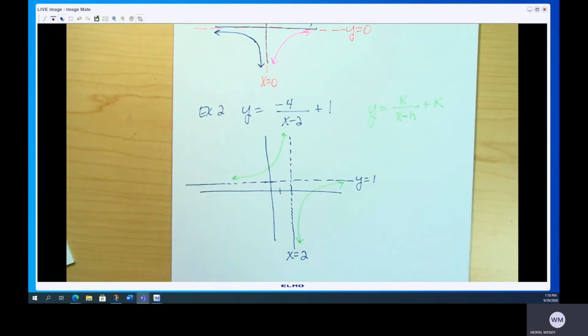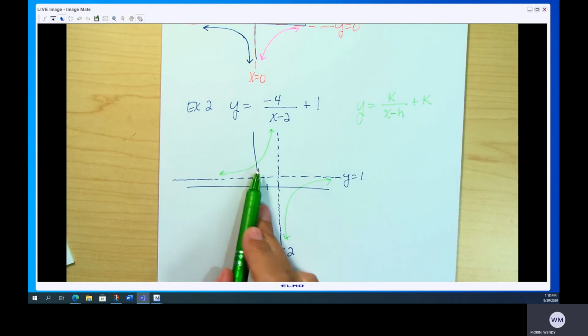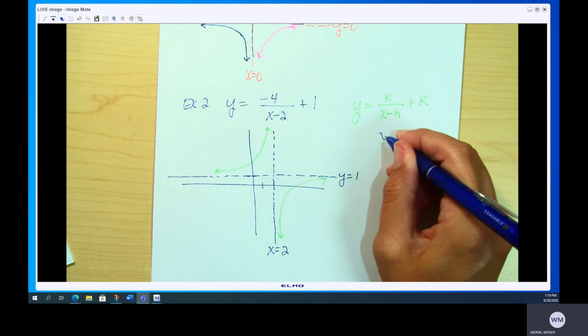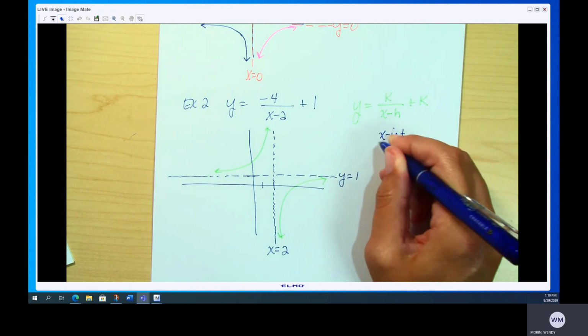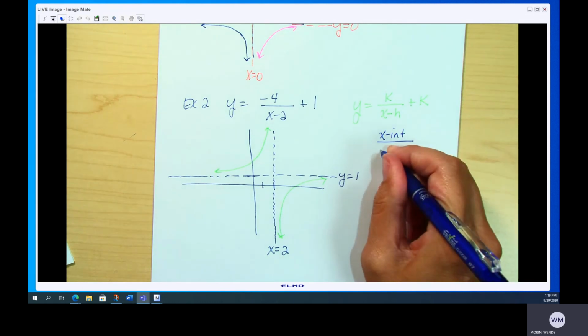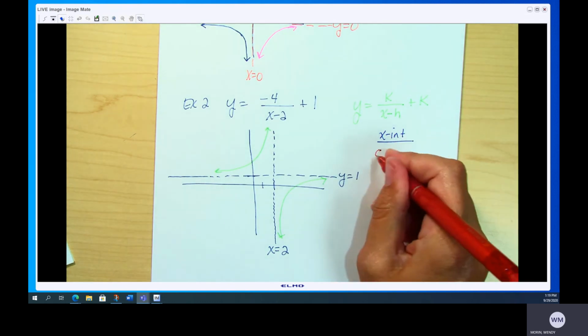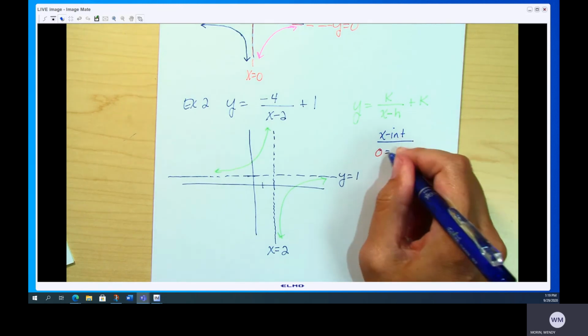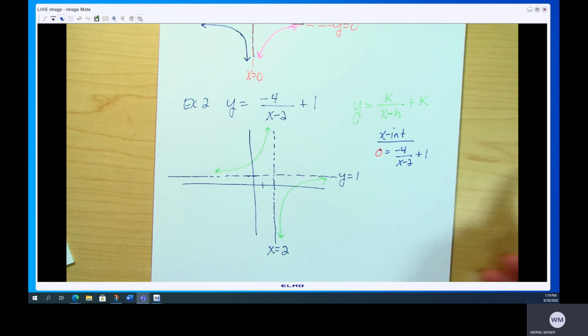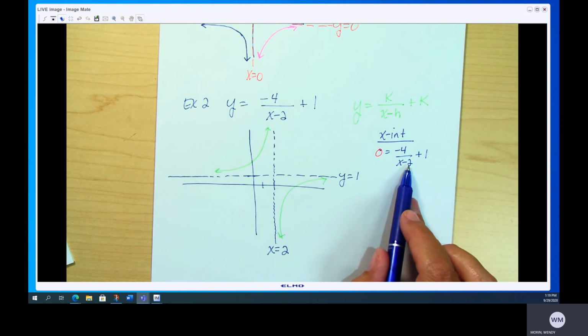Okay? But let's find what these x and y intercepts are, because that could help us with our sketch as well. So let's go ahead and find an x-intercept. How do you find x-intercepts? Plug in 0 for the y value. And then you need to use your algebra skills to solve for x, which people have a hard time with because there's a fraction here.